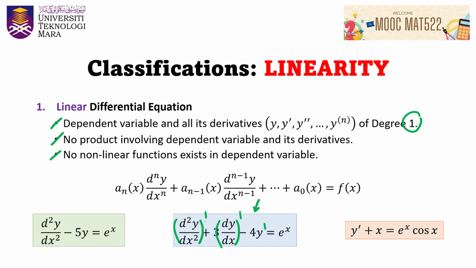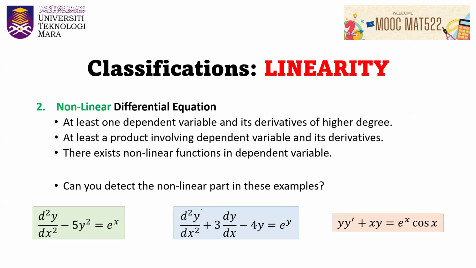Now, whichever differential equation fails to satisfy any one of the three properties, we claim that this differential equation is nonlinear. In other words, there is at least one dependent variable or its derivative of higher degree, that is, bigger than 1. Or there is at least a product involving the dependent variable and its derivatives. Or there exist nonlinear functions in the dependent variable.